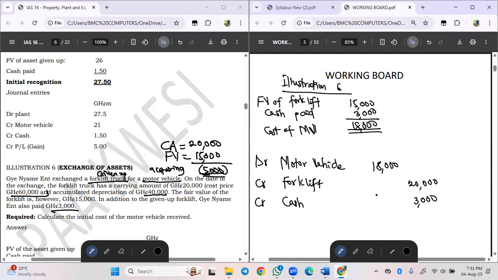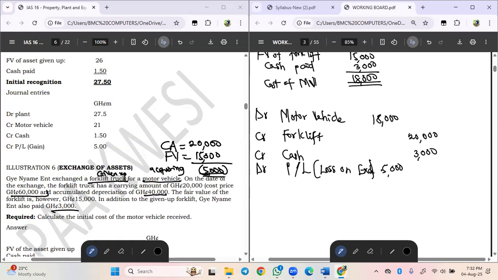Then I think, oh, I've forgotten. We'll debit our P&L with the loss of 5,000. Yes. So if you add it, it's 23,000. One can also say that there's accumulated depreciation. Okay. Hold on, I'm coming in.